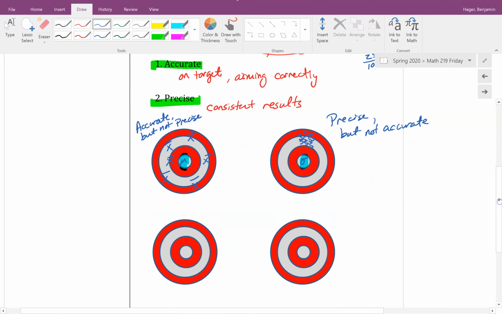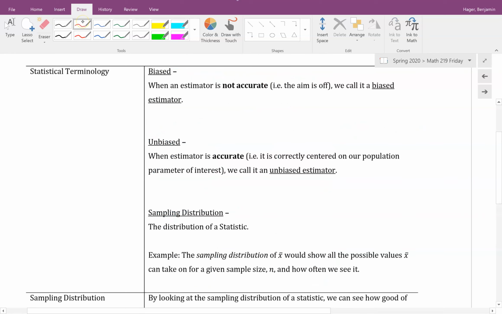We hope that if we're trying to estimate a parameter like the mean, our sample means are on target and very tightly clustered. If those two things happen, we feel good about our estimate for the population mean. So this would be something that's accurate and precise. That's what we strive for, and the tools we're going to learn are what's going to help us to do that. Okay, let's talk about some terms that we've used before, but maybe not quite in this way.